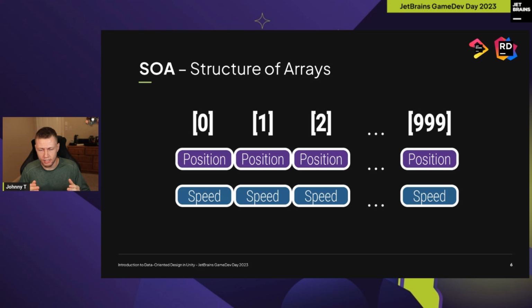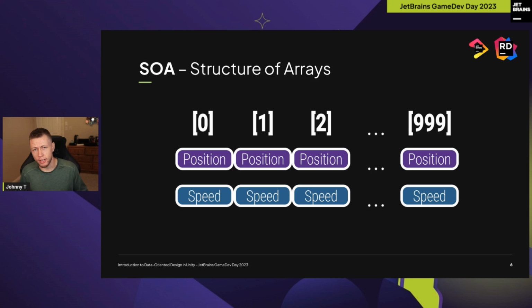So one entity is going to be representative of this element 0, and that first element has the position and speed component associated with that. And then the next element, element 1 in both those arrays, those are going to be associated with a separate entity. So that's how we can keep track of these.